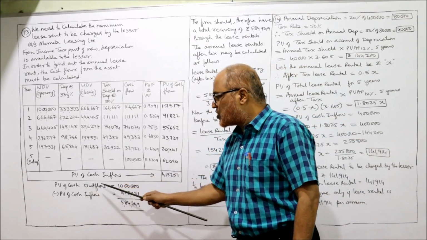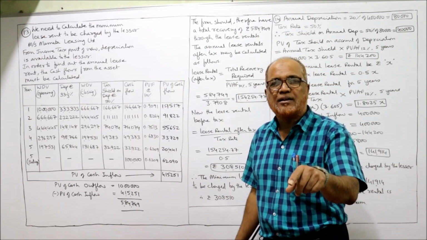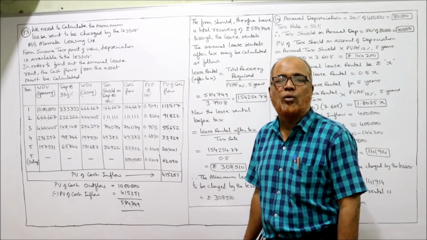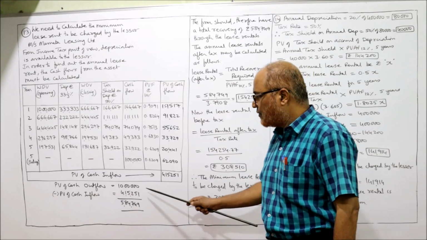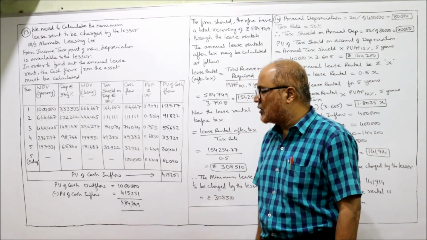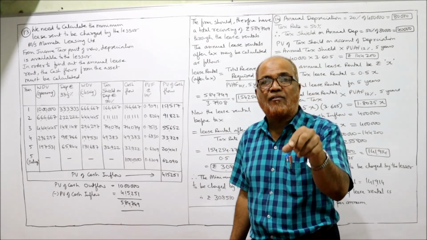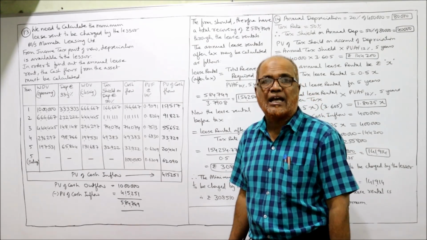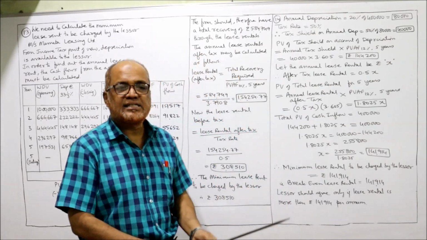Now, PV of cash outflow 10 lakh. The cost of the machine is 10 lakh. From that, deduct the PV of cash inflow on account of depreciation and on account of residual value, 4,15,000. The remaining 5,84,749. This is the amount to be recovered from lease rental. This amount is to be recovered from the lease rental.